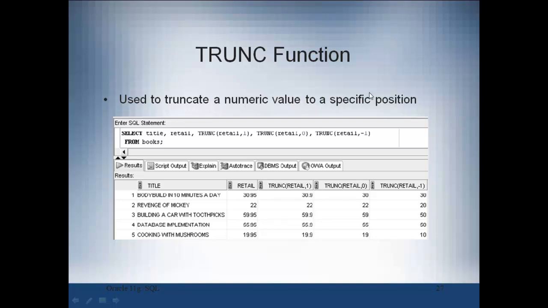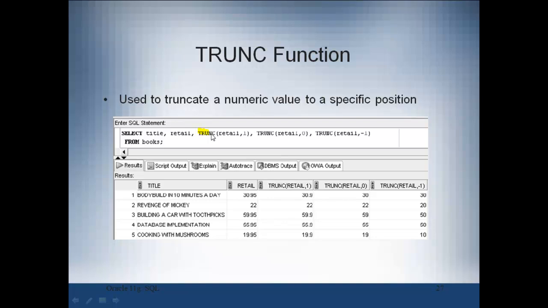The TRUNC function is used to truncate a number. Again, the TRUNC function requires 2 arguments. The first argument being the data. The second argument represents the position of the digit where the data should be truncated. Just like the round function, the second argument for the TRUNC function, if it's positive, it truncates to a position to the right of the decimal, and if it's negative, it truncates to a position to the left of the decimal.